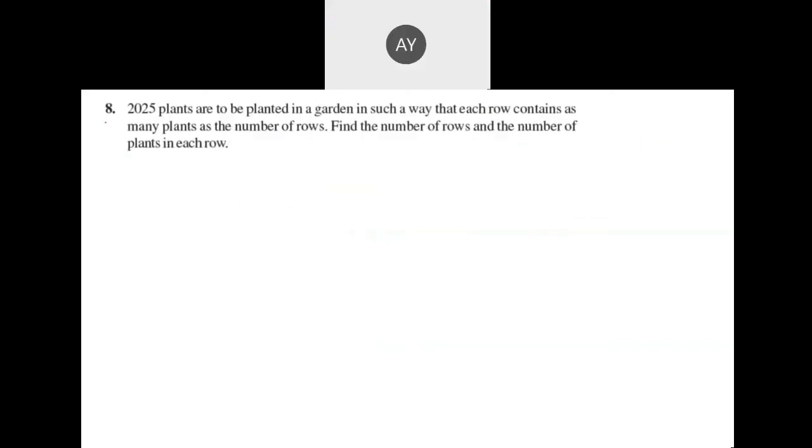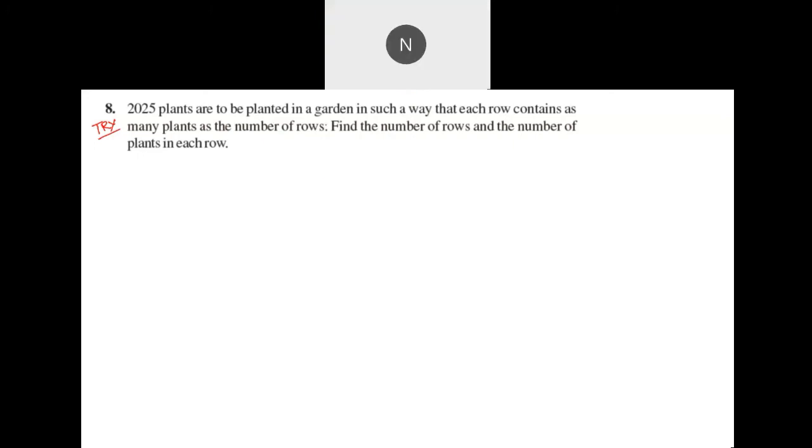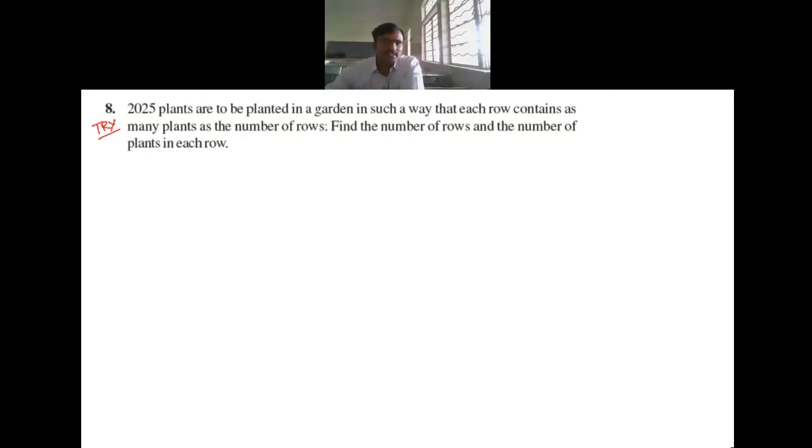This is for you to try. If somebody has understood the question, you can just tell how it can be solved. Not Shobhan, every time Shobhan should not answer. Guru Kiran, 45, sir.